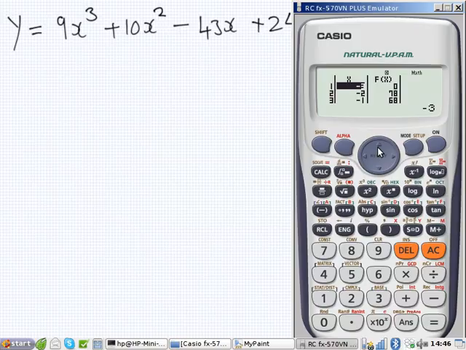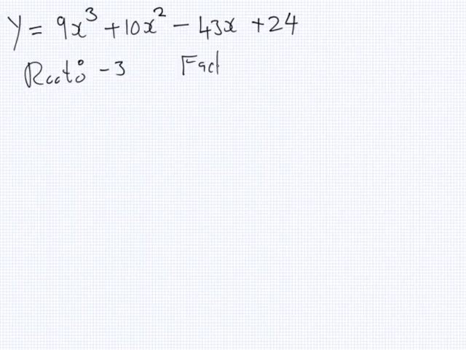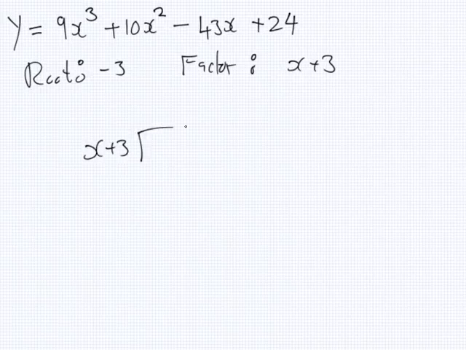Nice. Okay, so what do we do next after we have the root? So here, the root is minus 3, so what's the factor? X plus 3. And then what do you do with the factor? Divide. You divide it in. And then what do you do with the answer? The quadratic on the top? You get the two answers here.